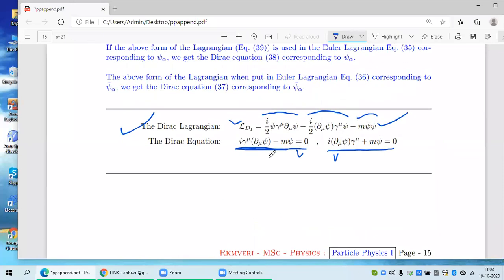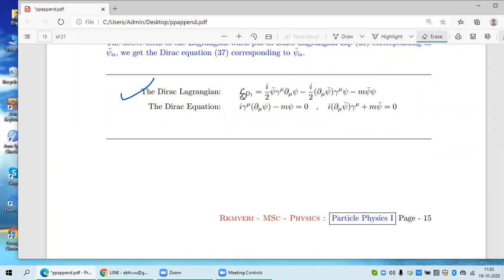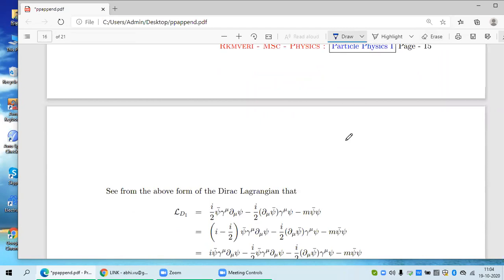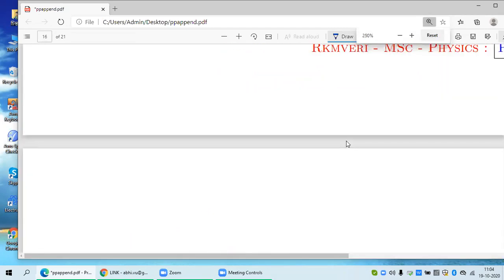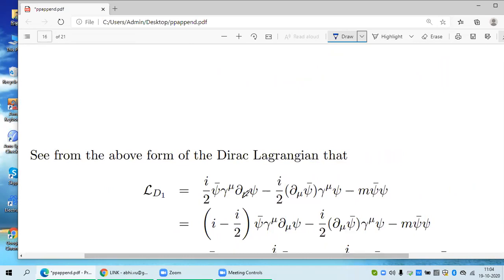Okay. So this is the Dirac equation and this is the Dirac Lagrangian. We also obtained the Klein-Gordon equation and Klein-Gordon Lagrangian earlier, both for the real Klein-Gordon field and for the complex Klein-Gordon field. Now we have obtained it for the Dirac field also. Now let's look at the form of the Dirac Lagrangian here. Now I am doing some calculations, so just look at it. This is the form of the Dirac Lagrangian we derived.